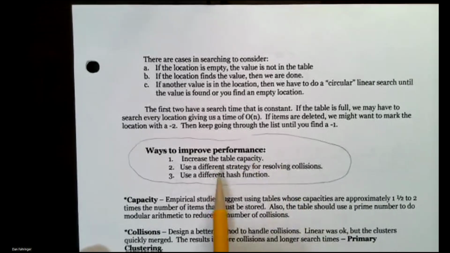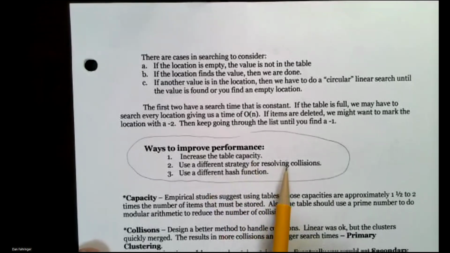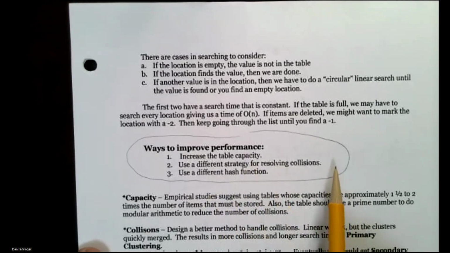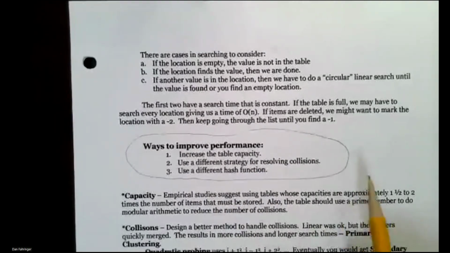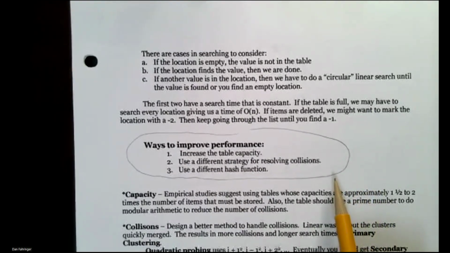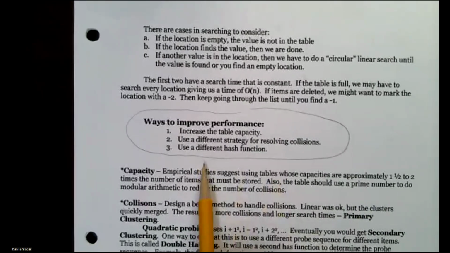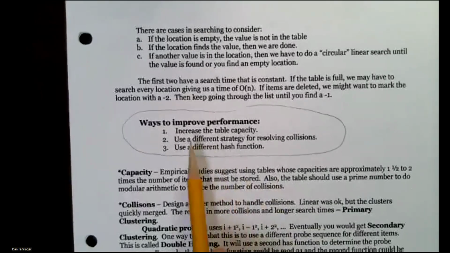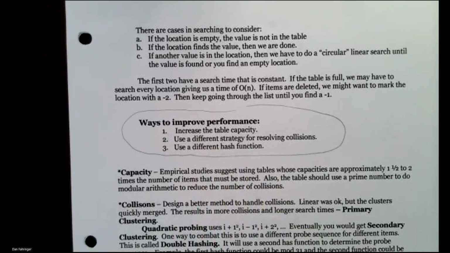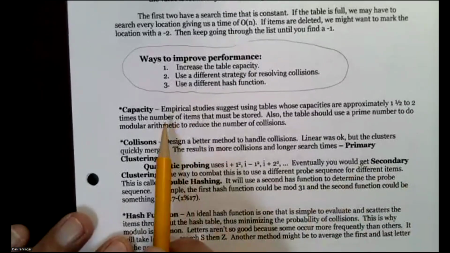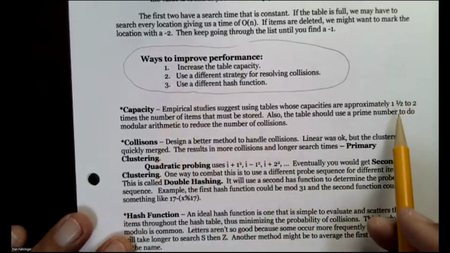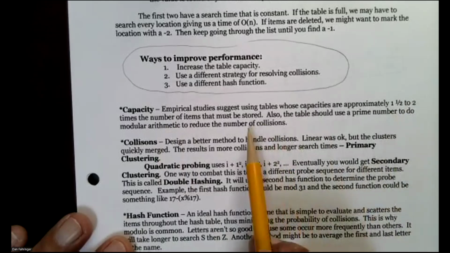Use a different strategy for collisions. We talked about linear probing. There's all kind of probing that could have been done. What did I mention? Different probe sequences. Use a different hash function. Well, we kind of like what we're using. All right. Here is the talk about 1.5, 2 times the number for the capacity.